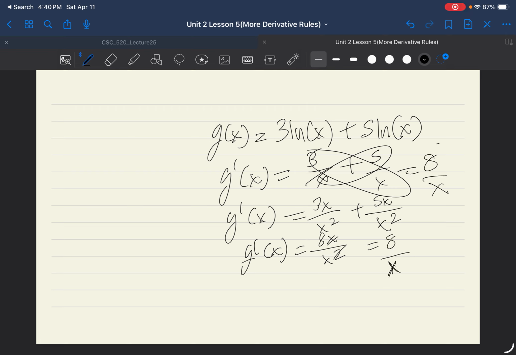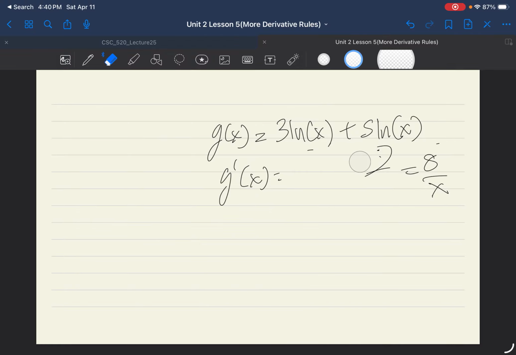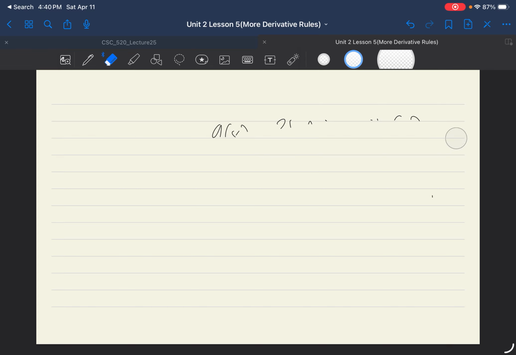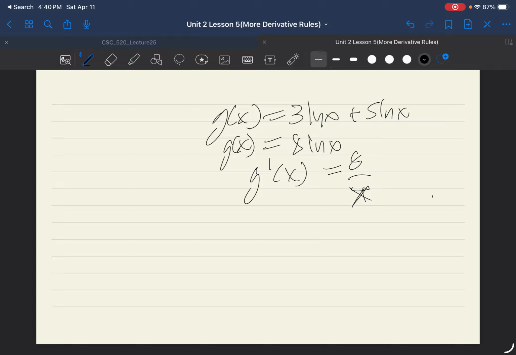Or you could have just automatically done that. Sorry for overcomplicating it like that. You didn't even have to cross multiply. You could have just done 3 over x plus 5 over x is equal to 8 over x. Or from the start, you could have seen that 8 ln of x is equal to g of x. That means g prime of x is equal to 8 over x. I may have overcomplicated it slightly.